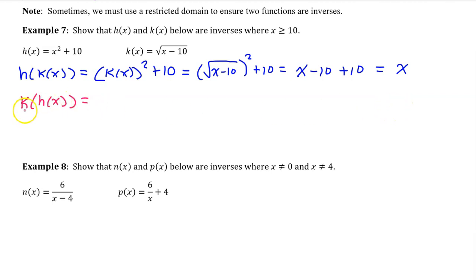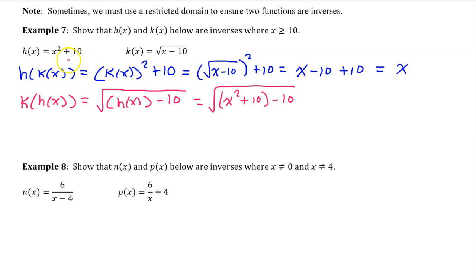This time k is the outer function, so I will rewrite k with parentheses instead of an x. So the square root of x minus 10 will become the square root of parentheses minus 10. And inside the parentheses goes h of x. Substituting x squared plus 10 for h of x gives us this.